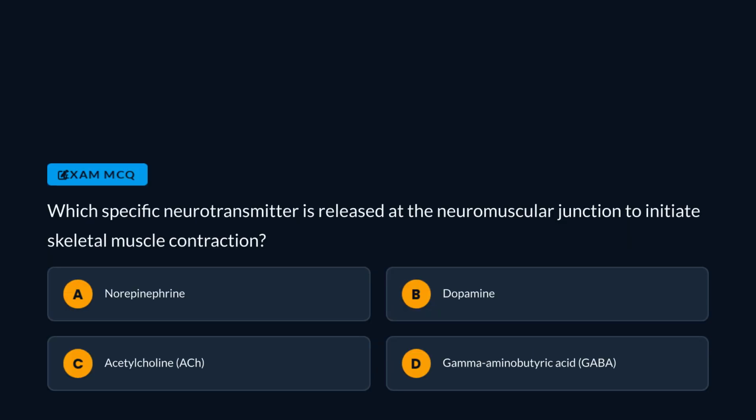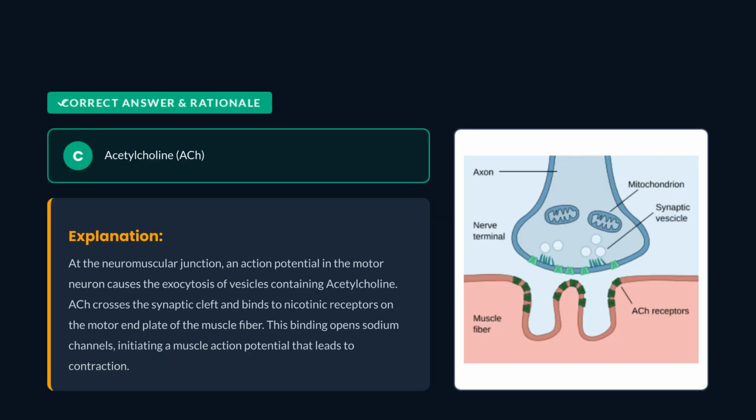Which specific neurotransmitter is released at the neuromuscular junction to initiate skeletal muscle contraction? The answer is acetylcholine, ACh. ACh binds to receptors on the muscle fiber, opening sodium channels and initiating the action potential that leads to muscle contraction.